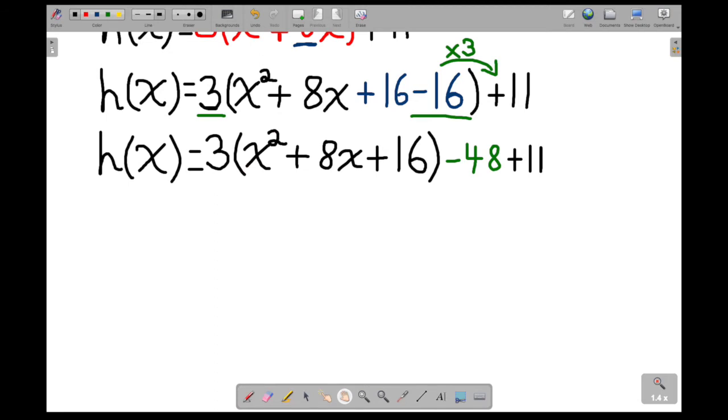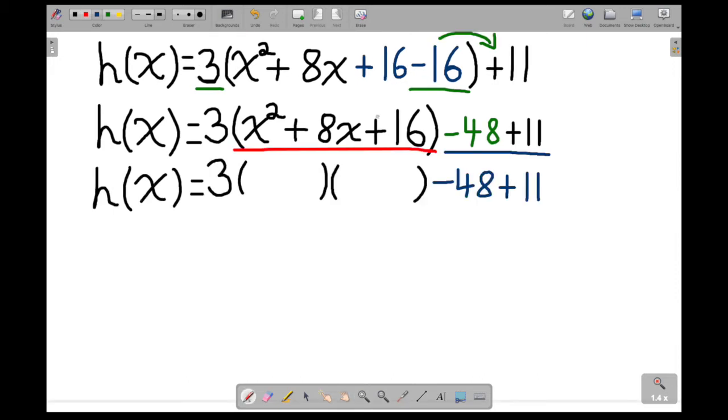Next, you want to take the negative 16 and move it out of the bracket. Remember to multiply it by the number that's in front of the bracket first. And then once you move it out, what's left in the bracket will be a perfect square trinomial. This is what we need for completing the square, because once we have done this, all that's left is to factor.